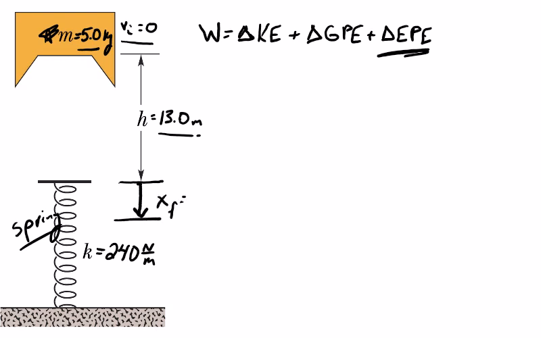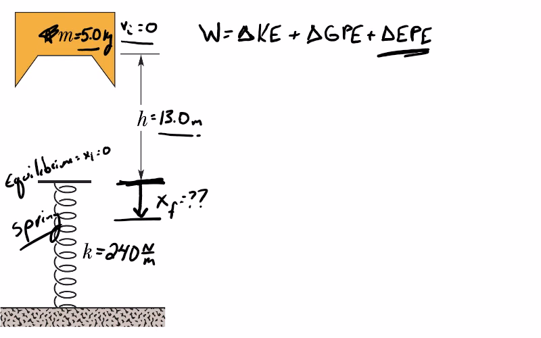This is what we're going to try to find. I want to know how much this thing is going to be compressed. Initially, it's not going to have any compression. So this is equilibrium for us, which means that its initial compression is 0. That's going to make it a little bit easier as we go after this.